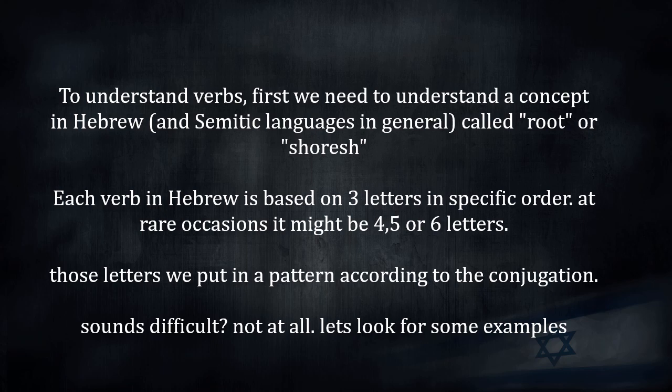Each verb in Hebrew is based on 3 letters in specific order. On rare occasions, it might be 4, 5, or even 6 letters. Those letters we put in a pattern according to the conjugation. Sounds difficult? Not at all. Let's look at some examples.